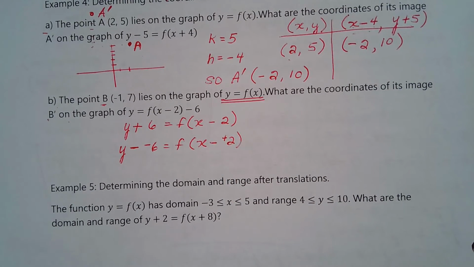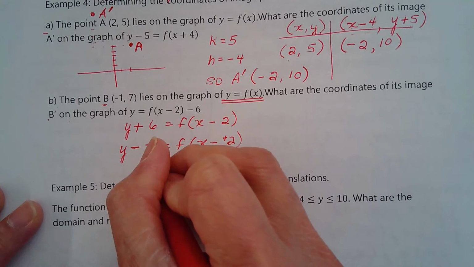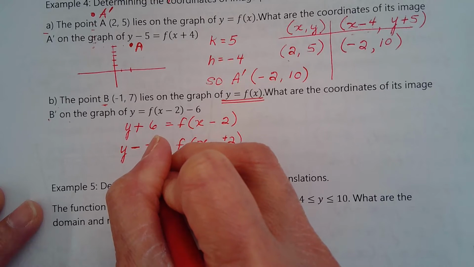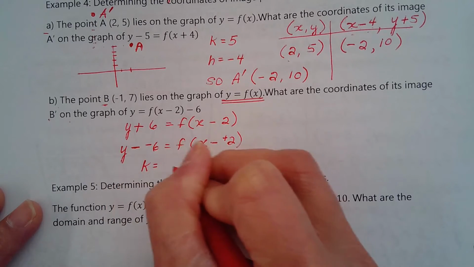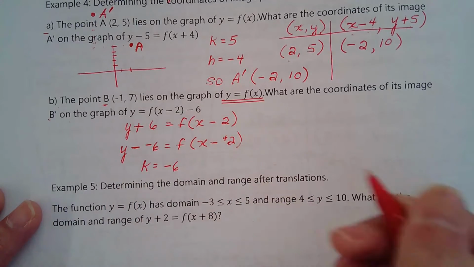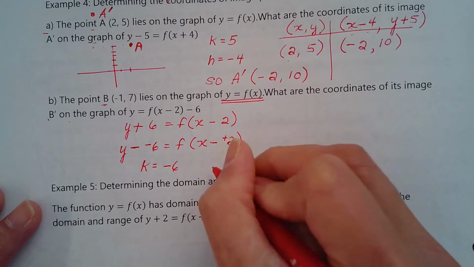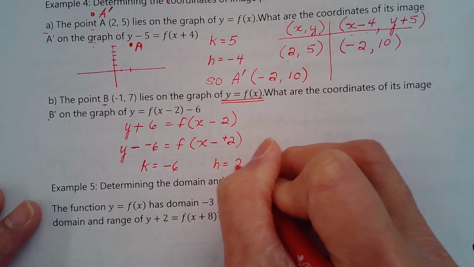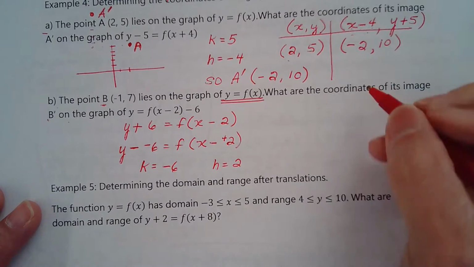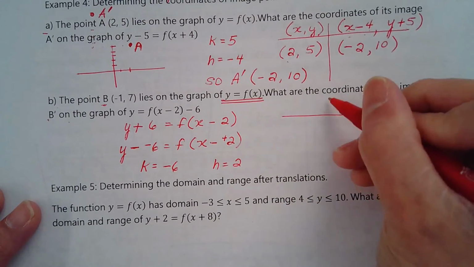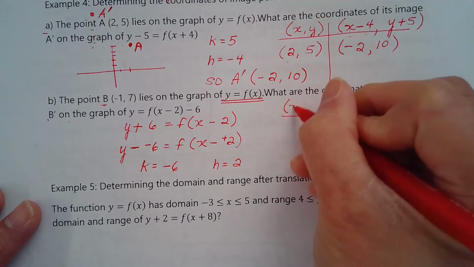Yeah, so now it's clear which one's positive, which one's negative. So what is the k value? K is negative 6, and what's the h value? H is a positive 2. So what we could do is we can do the mapping. Okay, we call this mapping.